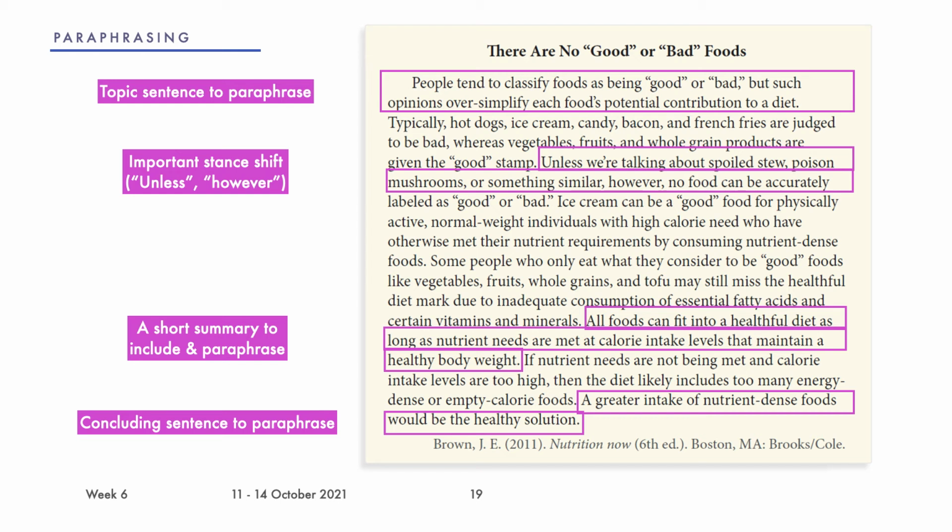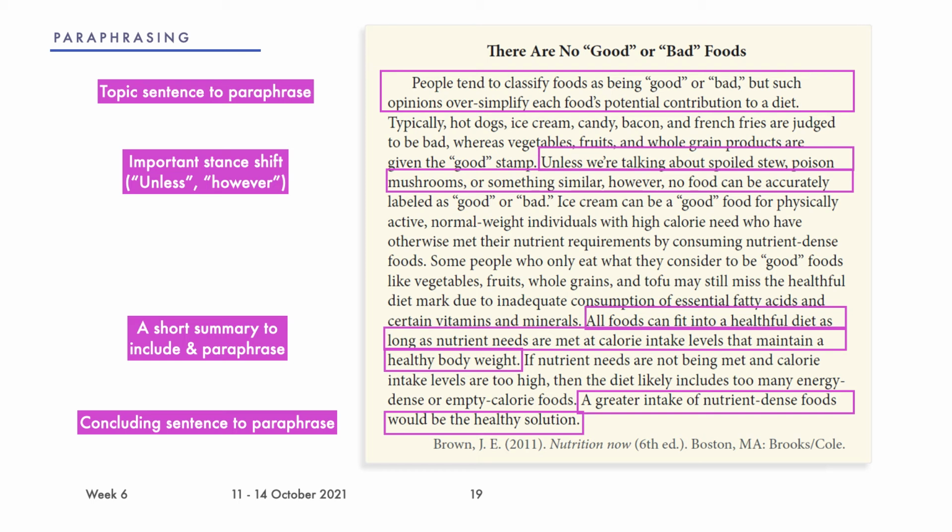The next step that I will do would be to identify the topic sentence and the concluding sentence for paraphrasing. So you can see my highlights in the text. And then in the text, I will also take a look at the markers that will shift the author's position or the author's stance. So we have unless and however. So it seems to me that maybe it's good to keep this idea here.